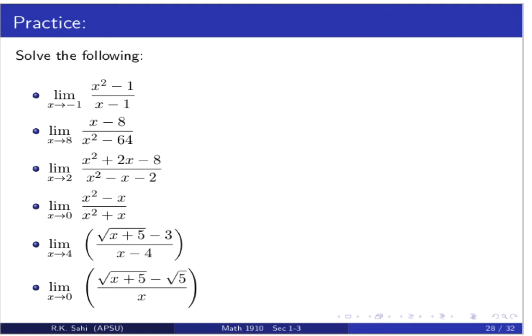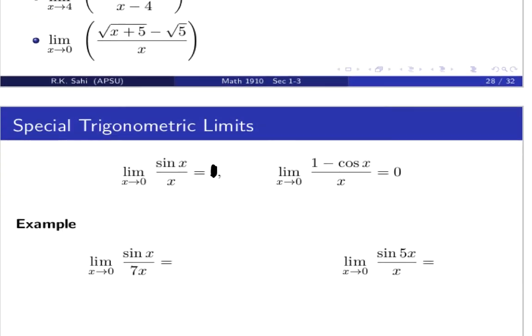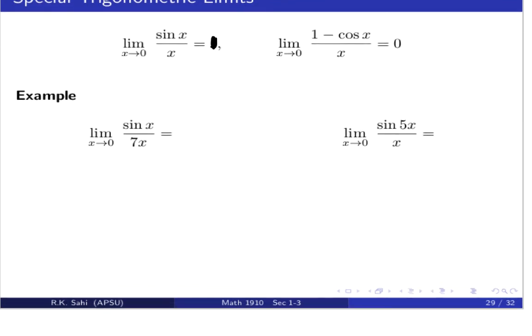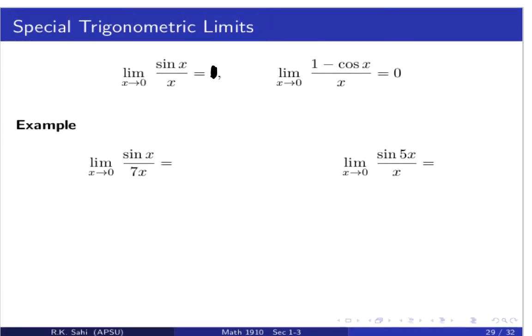Now, the last thing we're going to do in this part 2 of section 1-3, we're going to look at special trigonometric limits. So the first one, the limit as x approaches 0 of sine x over x is 1, and the limit as x approaches 0 of 1 minus cosine x over x is 0.